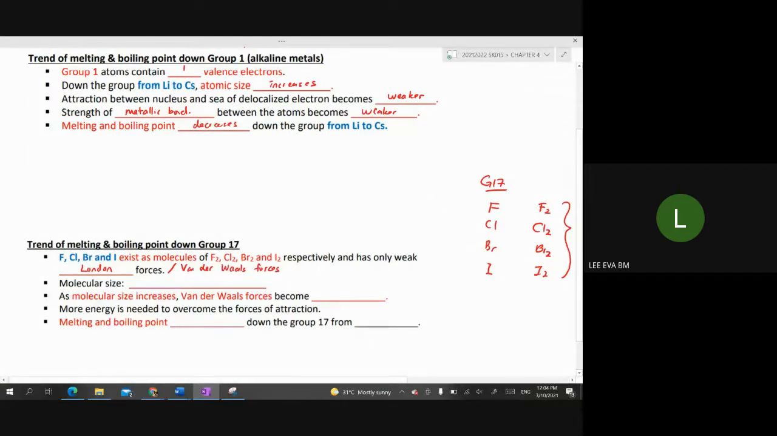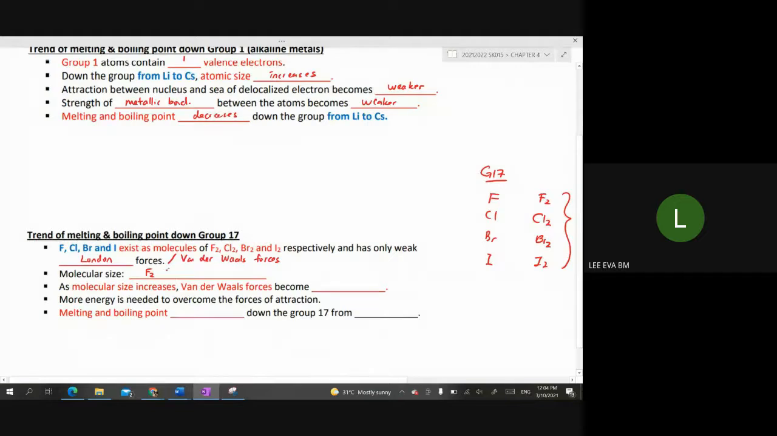Molecular size is increasing from fluorine to iodine. If you want to use words, you can use words; if you want to use symbols, no problem. F2, followed by Cl2, Br2, and the biggest goes to iodine. It's the same if you look at the element atoms: fluorine is the smallest, iodine's atom is the biggest. When you talk about the structures, F2 is the smallest, I2 is the biggest. So size going down increases.